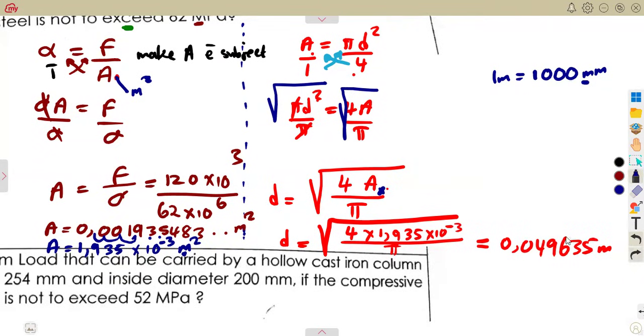So if there are 1,000, we simply multiply by 1,000 to convert to the millimeters, or you multiply by 10 to the exponent of 3 to convert to the millimeters. So therefore, if you multiply by 1,000, the diameter can be 49,635 millimeters. If you want to have it that way, or you can just leave your answer as it is to say the diameter is equal to this in meters.